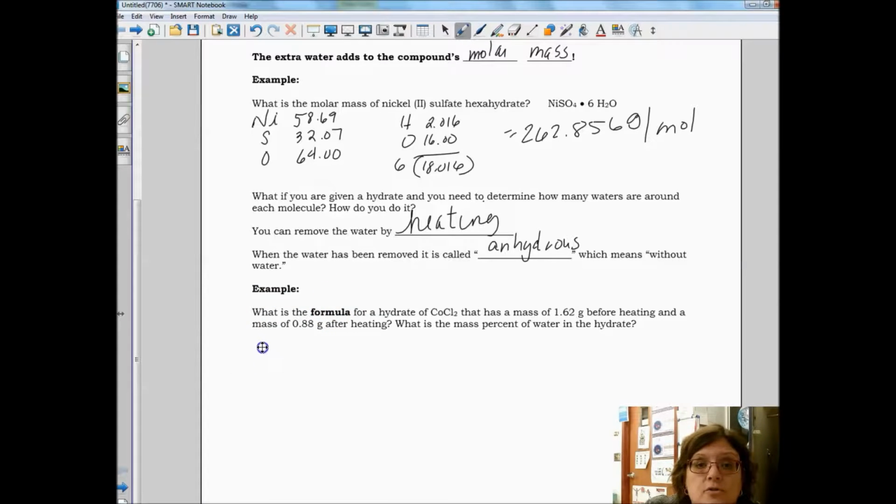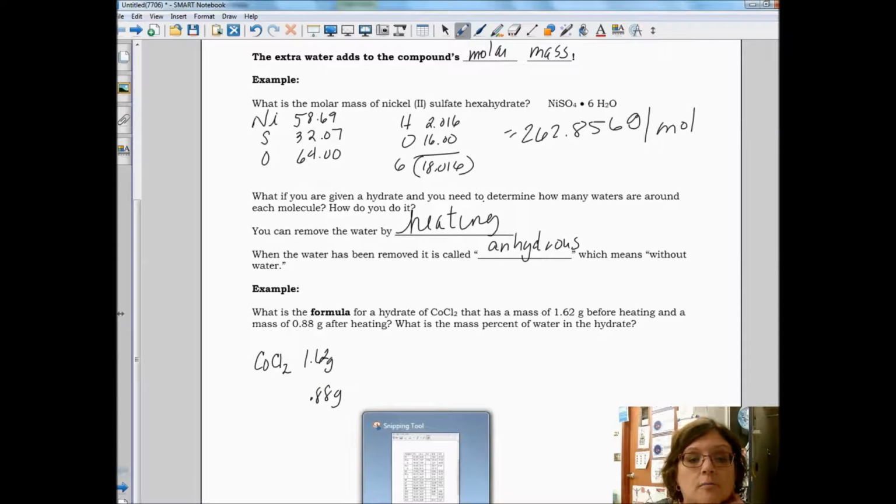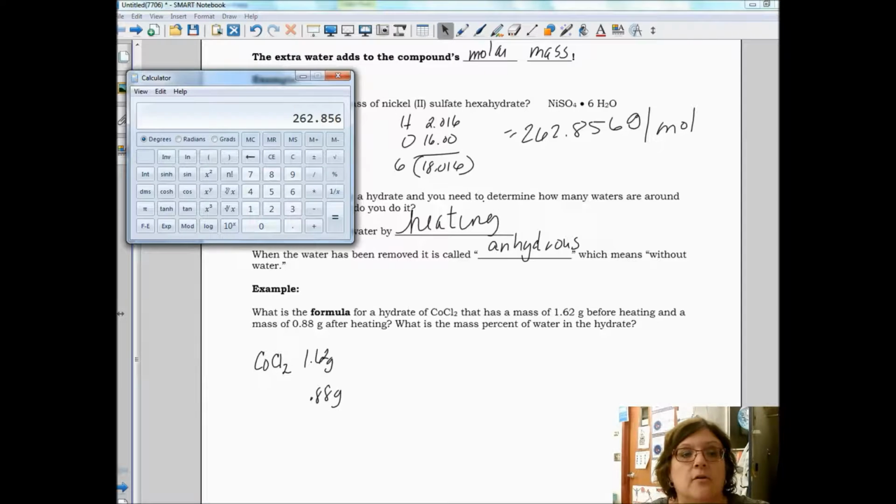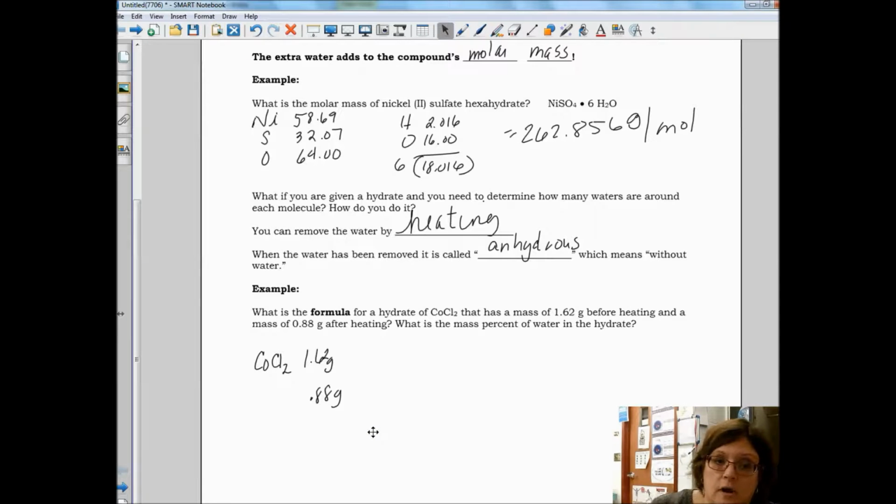Here, for cobalt 2 chloride, before heating, the cobalt 2 chloride has a mass of 1.62 grams. After heating, it has a mass of 0.88 grams. What is the mass percent of the water? So we're going to need to figure out, first of all, how much water did we lose? 1.62 minus 0.88. We lost 0.74 grams.